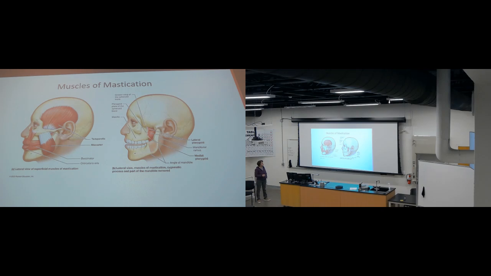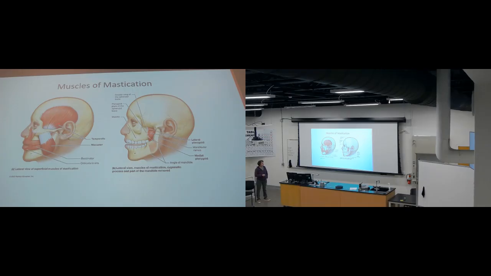So this is the squama of the temporal bone. It is covered by the temporalis. The temporalis goes and inserts from this area into the coronoid notch of your mandible.